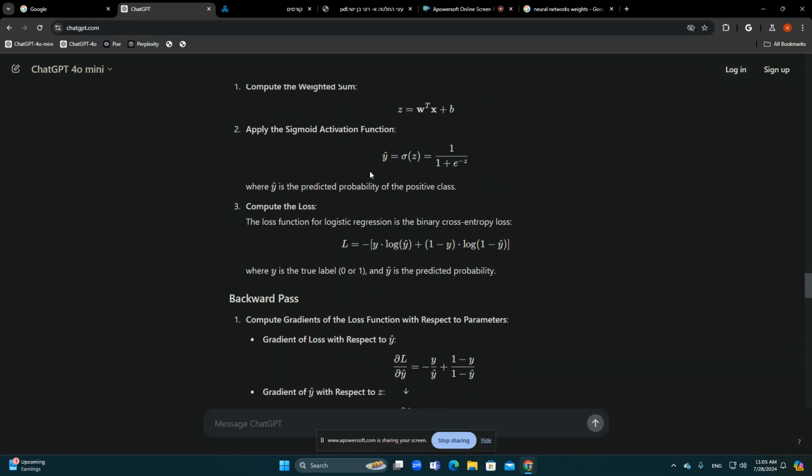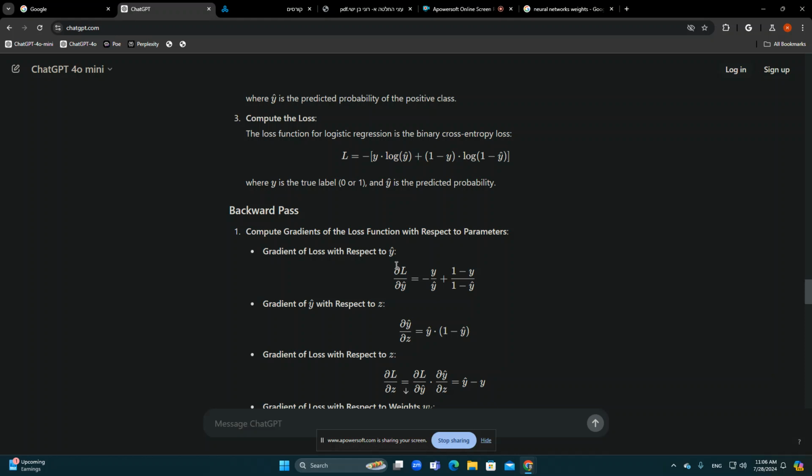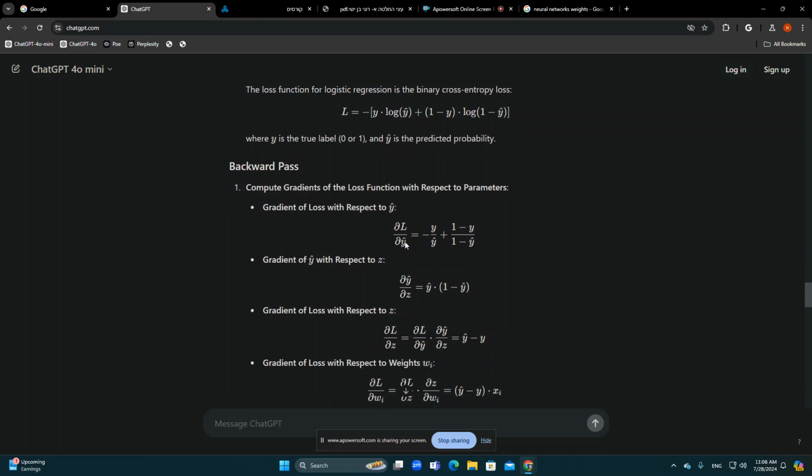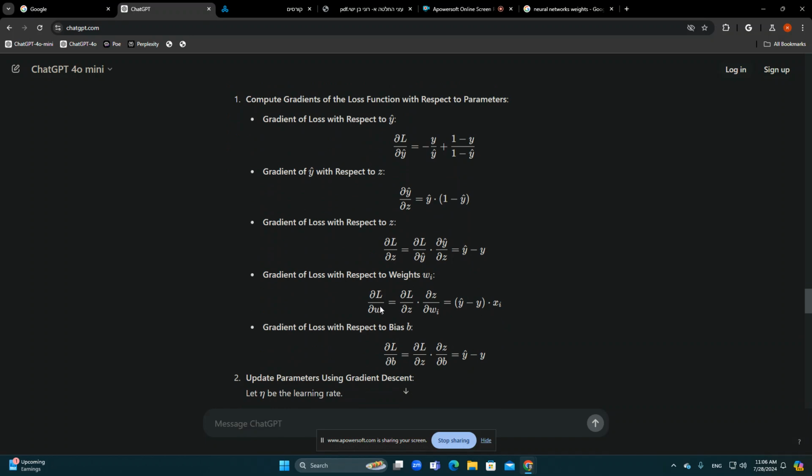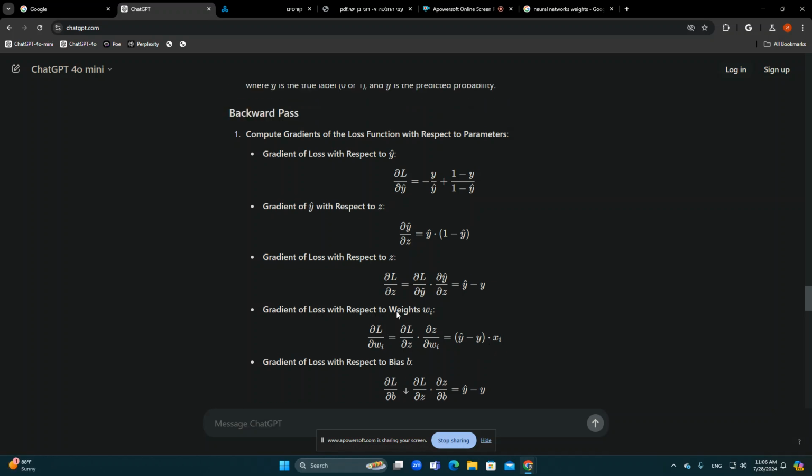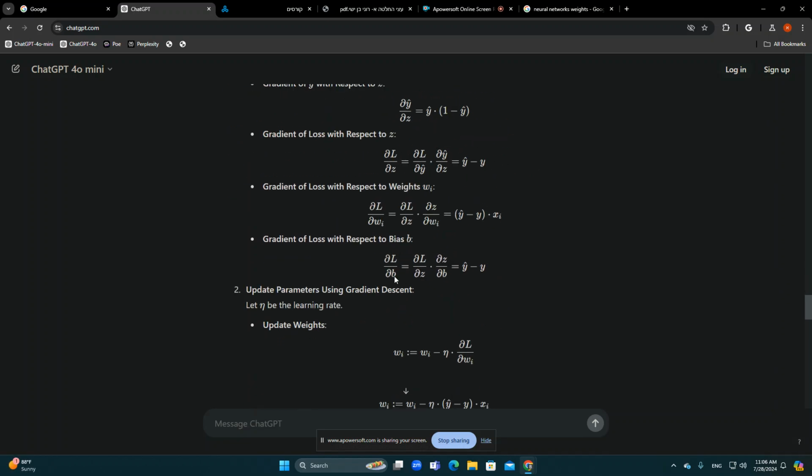We need to take the derivative with respect to each w and with respect to b, and use them to update the weights. So we take the loss function with respect to y hat, then the derivative of y hat with respect to z, and then with respect to wi, and we can use it to update wi. We will also take the derivative of the loss function L with respect to the bias b, and use it to update the bias.